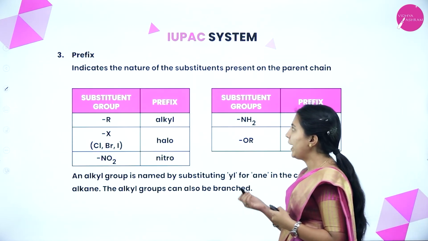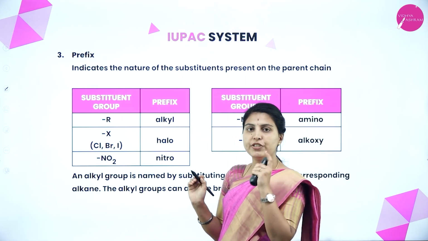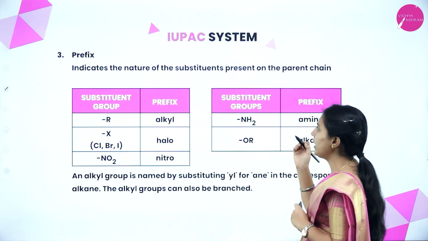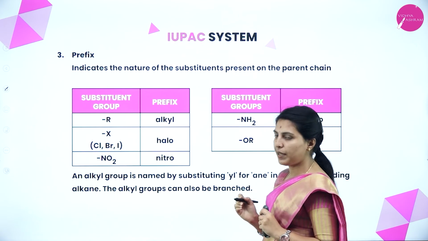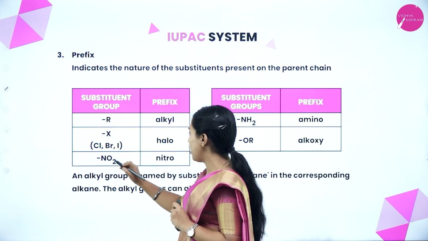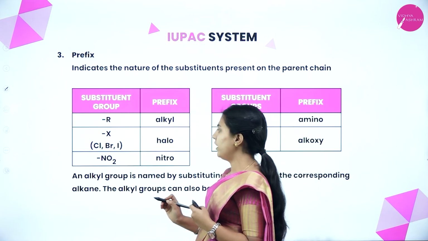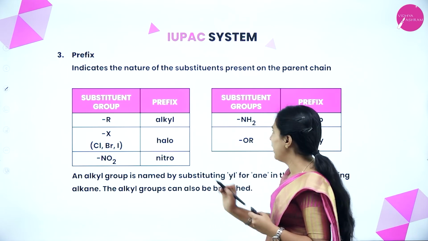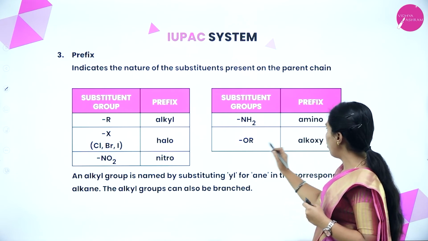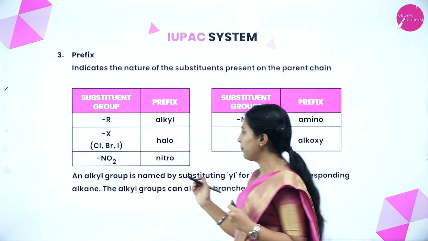And prefix indicates the nature of substituents present on the parent chain, which we consider as the longest chain of carbon atoms, that will be the parent chain. That indicates the nature of substituents attached to it. R means alkyl, X means halogen, chloro, bromo, iodo, fluoro, like that, overall halo. If it is nitro, NO2 is there, nitro. NH2, amino, OR, alkoxy, like that, you have to use before the parent chain.